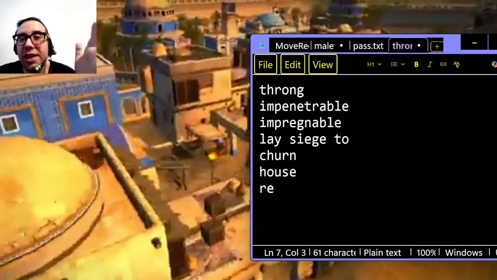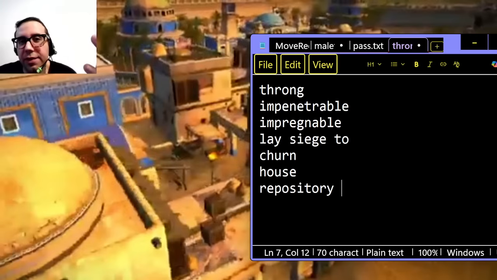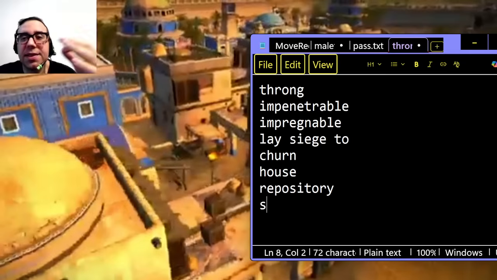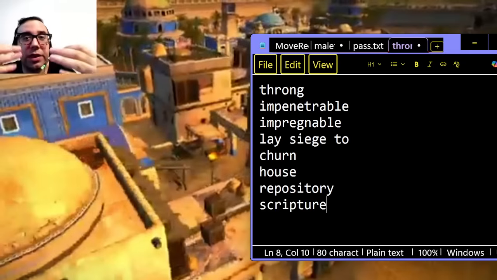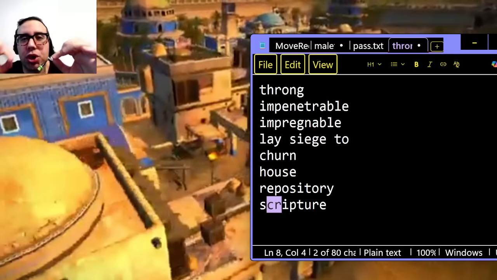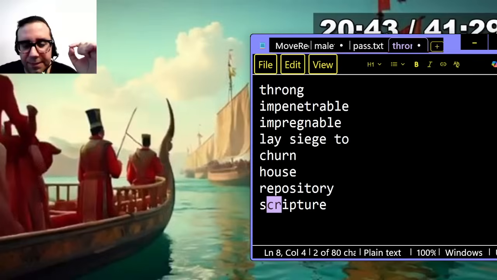Repository. This is a collection of a lot of different things, usually important things. For example, scriptures, important texts, scriptures. You could have holy scriptures. You could have religious scriptures. Let's pronounce it together. Scripture. Pay attention to the stress pattern there.